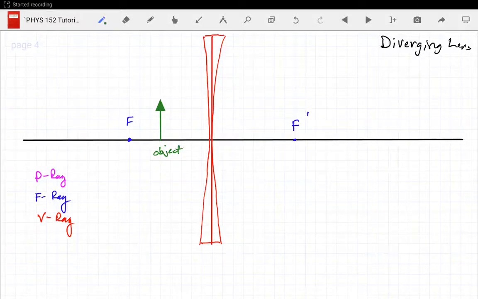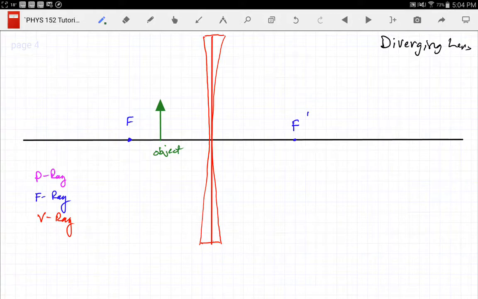This tutorial is going to deal with how to do an image construction for a diverging lens. So I've drawn my principal axis, I've drawn my lens. Notice that this is a lens that's thinner in the center. It's a diverging type lens. And I have made my primary and secondary, or principal and secondary focal points.